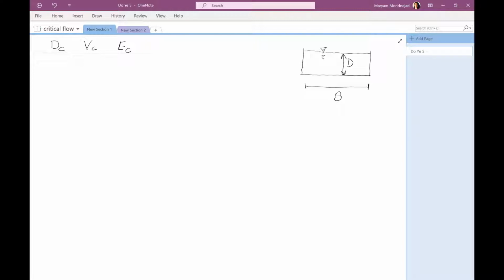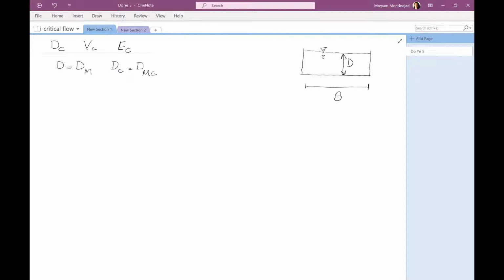In a rectangular channel, we can have a few simplifications. One is that the depth of flow in the channel is constant across its width. So D, the depth of flow, equals the hydraulic mean depth. And also DC, or critical depth, equals the critical mean depth.